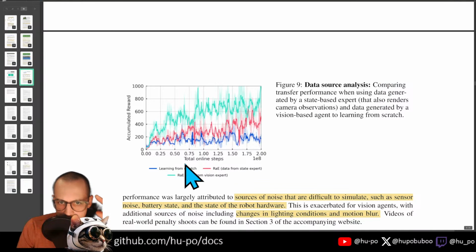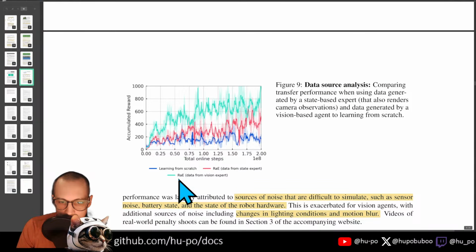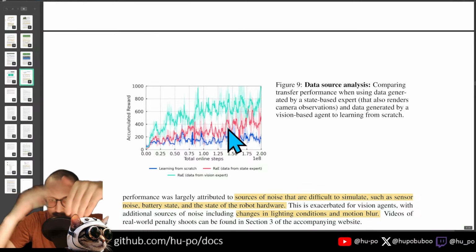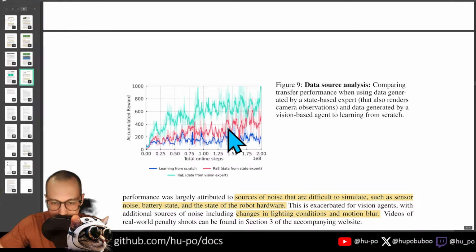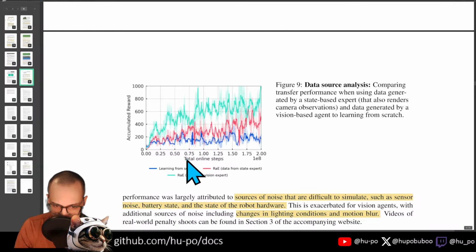Data source analysis. So here they're comparing learning from scratch versus this retrieval, what is it? Replay across experiments, RAE. So both this red line and this light blue line are using that large off-policy database of experience, right? And then mixing that in with your current replay buffer in order to increase the amount of data and increase the variance of your data. Of course, this is a deep learning system, so it makes a ton of sense that the accumulated reward, which is how much reward an agent is able to get in an environment, which is effectively a proxy for how good that agent is. So you can see that as you're training more.